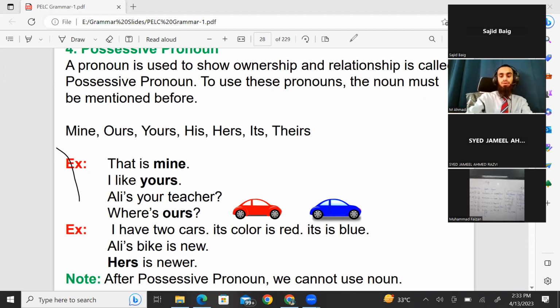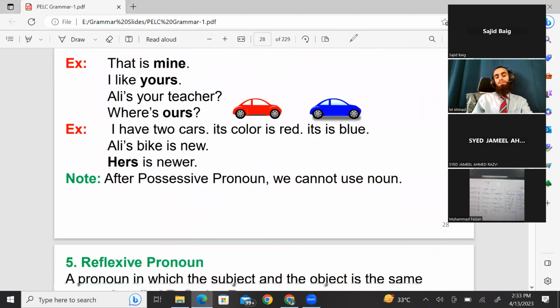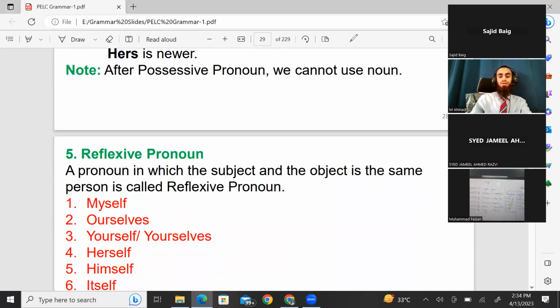For instance, you see here, that is mine. Now, mine here is a possessive. Yours, possessive. Ours, possessive. Hers, possessive. Right. So these are called possessive pronouns. If possession is going to be shown to us, this would be called a possessive pronoun.